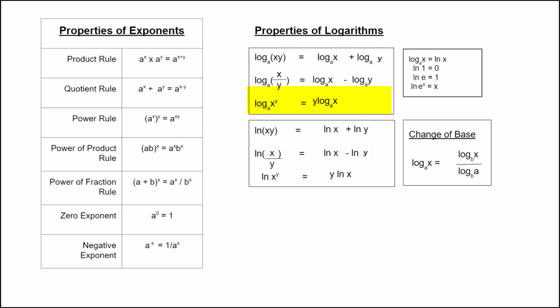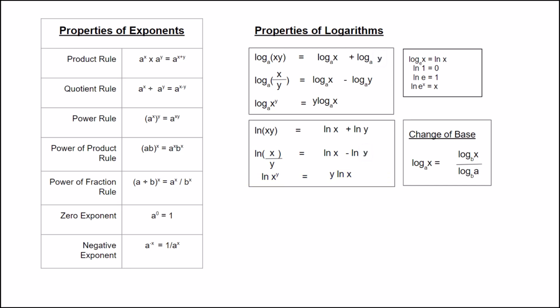base a of x. The identities below deal with natural logarithms, and these are denoted by ln, and the base of these is a number called e, which we'll talk about coming up. But these are as follows. The natural log of x times y is equal to the natural log of x plus the natural log of y, and the natural log of x divided by y is equal to the natural log of x minus the natural log of y. And finally, the natural log of x raised to the power of y is equal to y times the natural log of x.